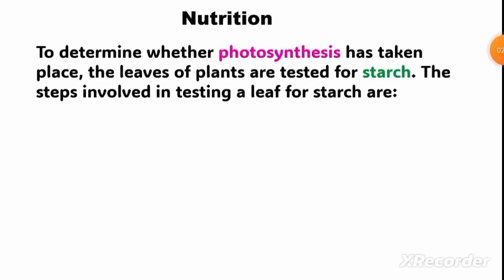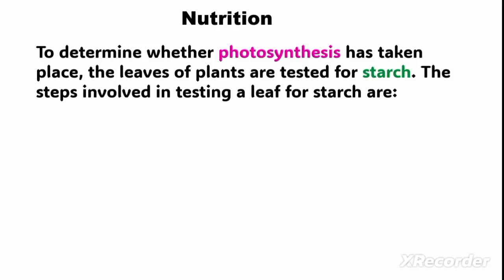We continue looking at nutrition in plants. Today we are going to look at how we can know that photosynthesis has taken place. To determine whether photosynthesis has taken place, the leaves of plants are tested for starch. The presence of starch is evidence enough that photosynthesis has taken place.